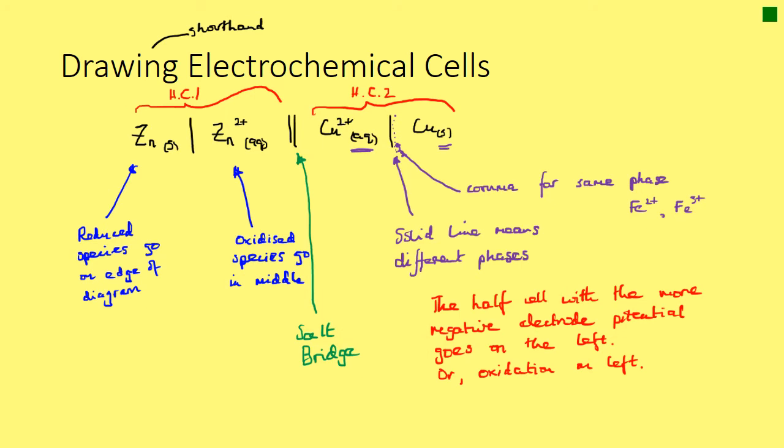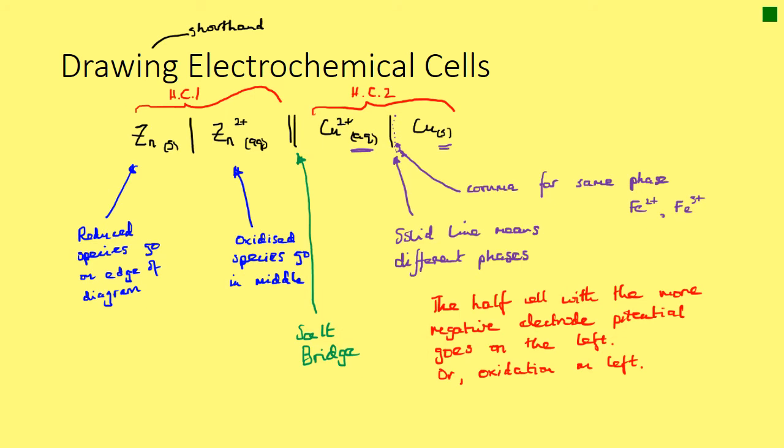So lastly, notice that we've written zinc as half cell 1 and copper as half cell 2. Why did we do it that way? We could have easily just written it the other way around. We could still have the reduced species going on the edge and the oxidized species going in the middle, just written the other way around. So here's the other rule that we need to remember, and that is you're using the electrode potentials to work out which goes on the left and which goes on the right.